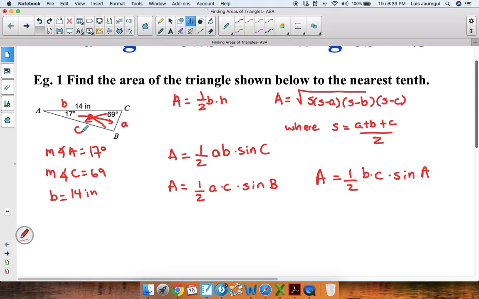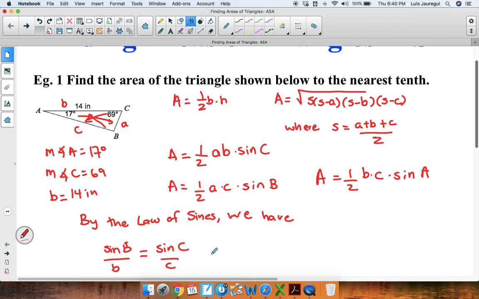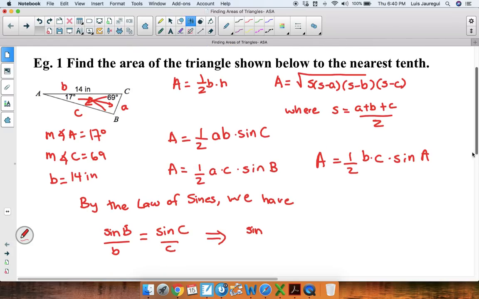Because if we're given c, then we have this side, the measure of that particular angle, and another side. So by the law of sines, we have the following. We have that sine of B over b is equal to sine of C over c. Now, after we substitute the information here, we know that we have sine of B. But what is B? Well, in order for us to figure out B, we know that the sum of interior angles in a triangle is 180.